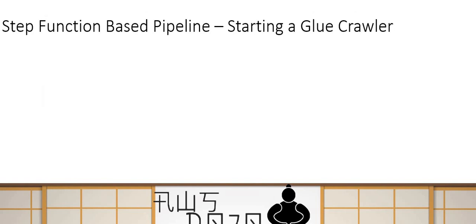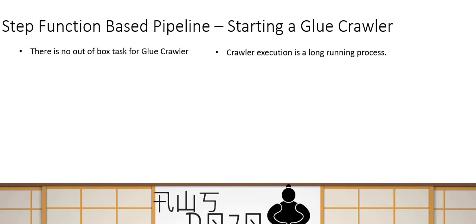So moving on, how you can start a Glue crawler, and that's where things start becoming a little tricky, because there is no out-of-box task for a Glue crawler. Like a Glue job has a task for itself, right? You simply can configure it and you can start a job in a synchronous or asynchronous manner. But there is no such out-of-box task for a Glue crawler. And a Glue crawler is also a long-running process. It can really take a long time depending on how much data you have to scan. So how do we handle such a scenario?